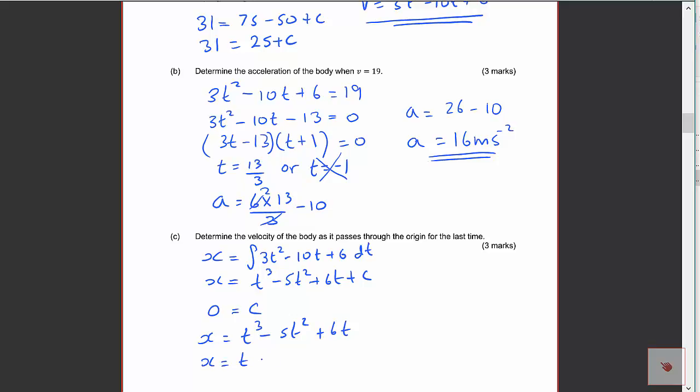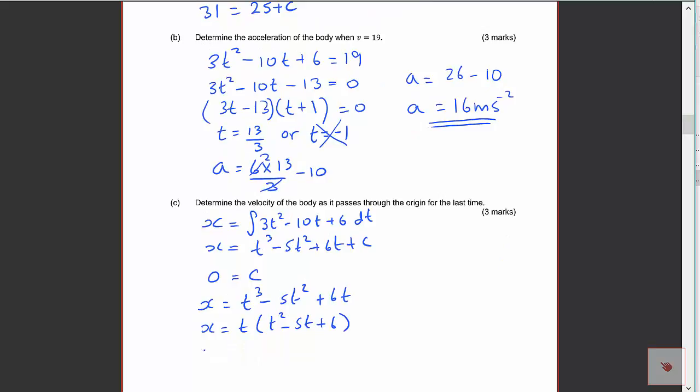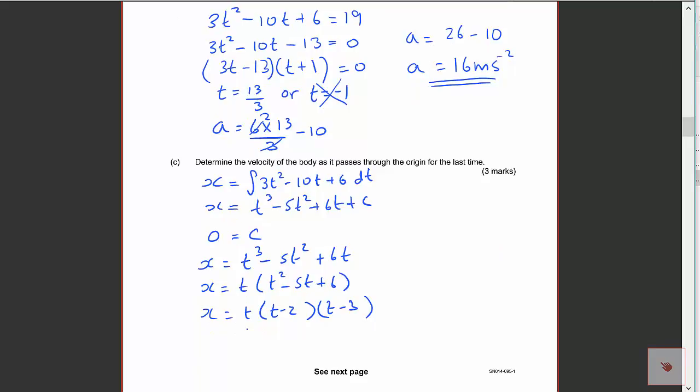Well, we can factorise that, so that's going to be t squared minus 5t plus 6. So x is going to be t, and then that looks like it's going to be t minus 2 and t minus 3. So it passes the origin when t equals 0, t equals 2 and t equals 3. So t equals 3 is the last time that it goes through the origin.